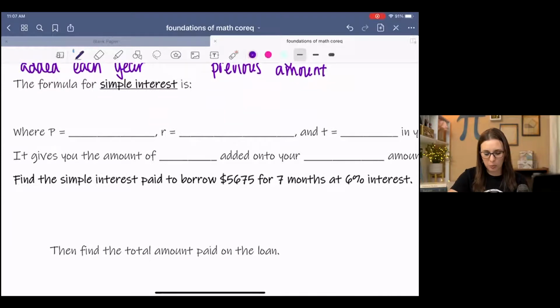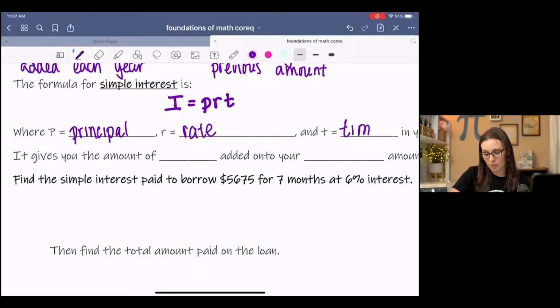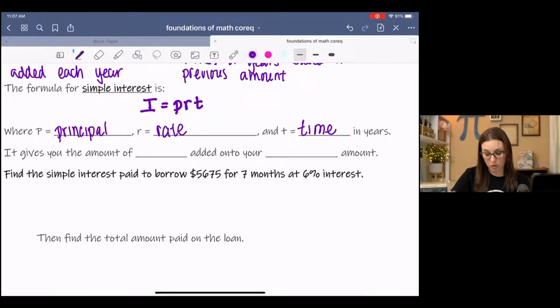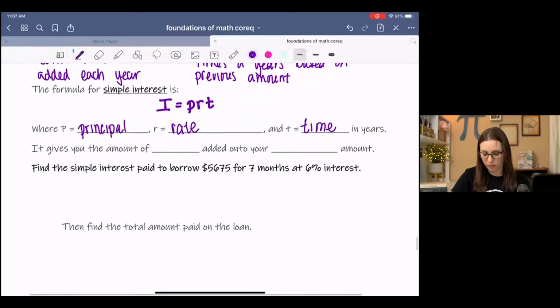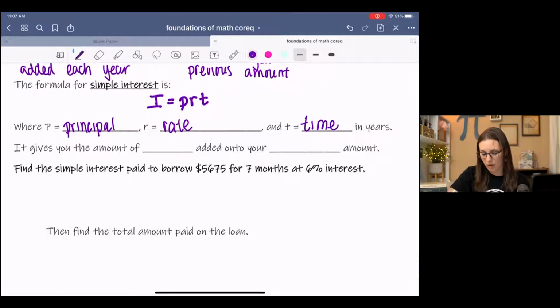And to find simple interest on a principal amount, it's a very simple formula. It's I for interest equals P times R times T. When variables are written side by side like that, it means multiplication. Where P stands for principal, R stands for rate, and T stands for time in years, which is important depending on what they give you. It will give you the amount of interest added onto your principal amount.